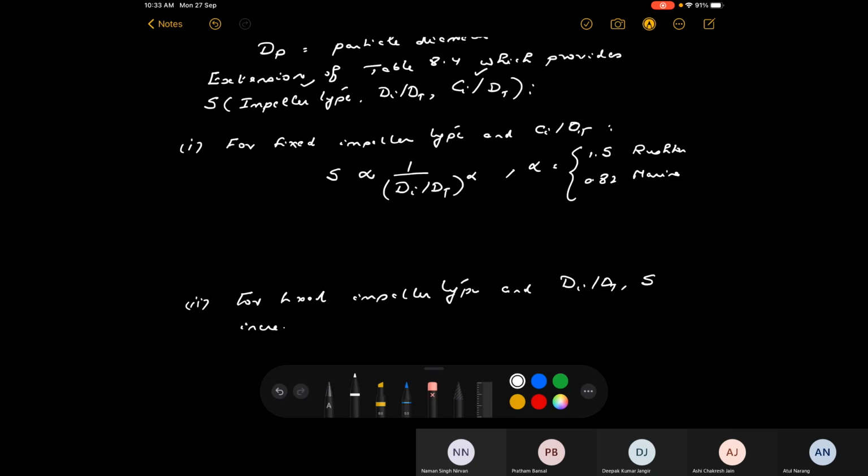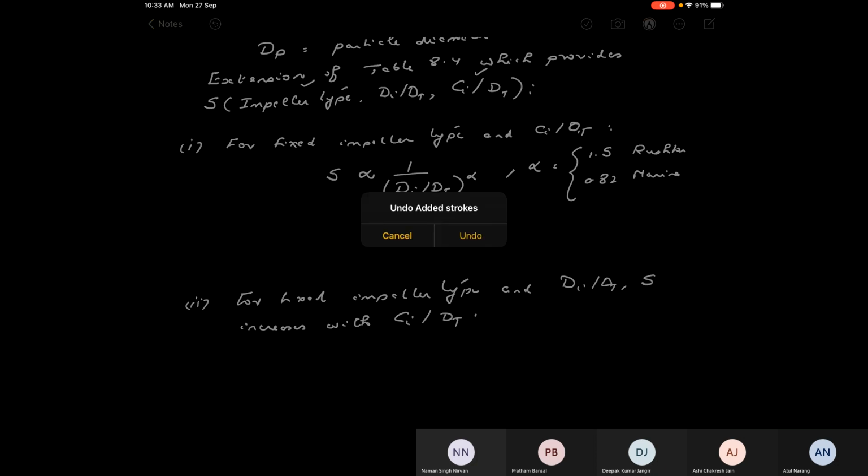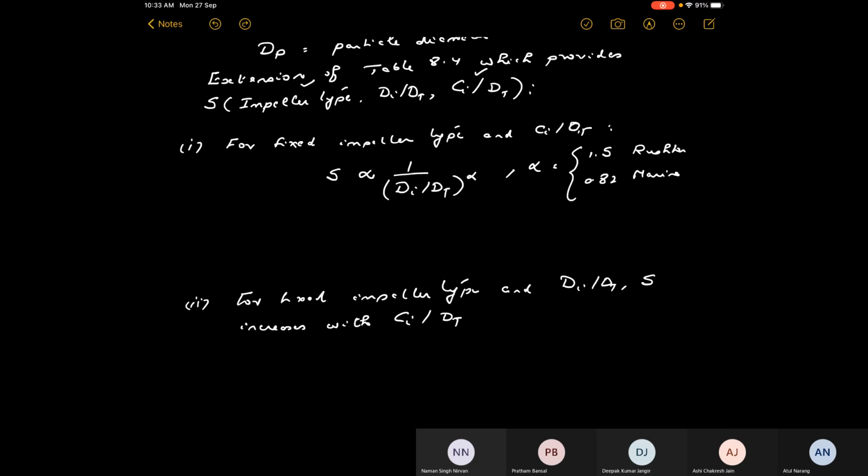S increases with Ci over dt. So in effect, what this is saying is that when you have high impeller speeds, okay, let's take a look at the first one. This is basically saying that when you have high impeller diameters, the higher your impeller diameter, the lower the speed you need, this NJS, to maintain the cells in suspension.